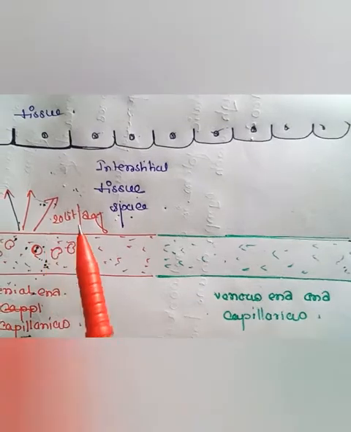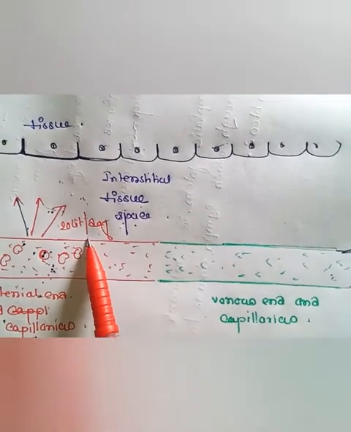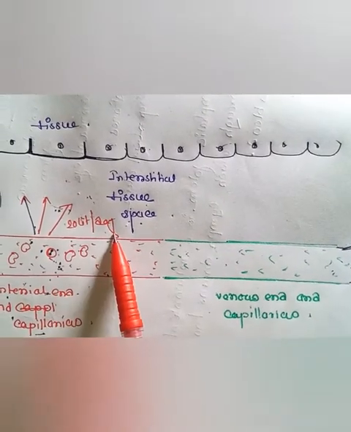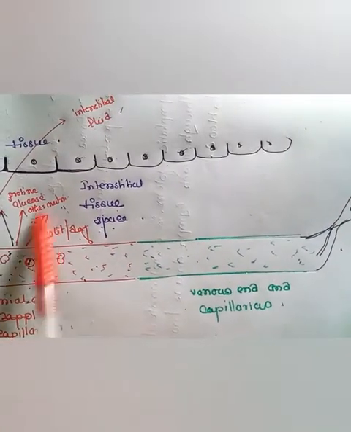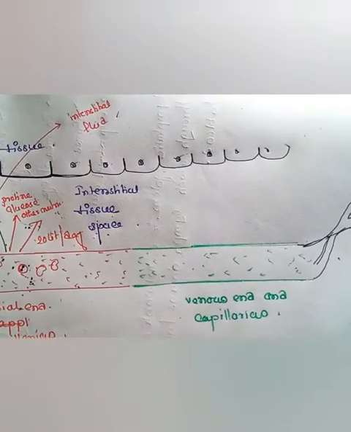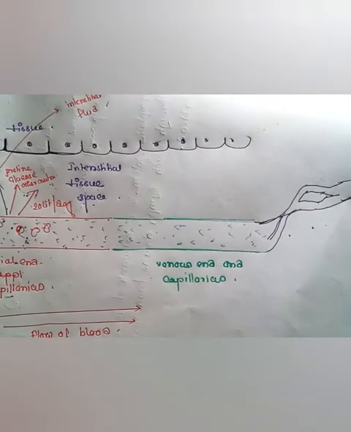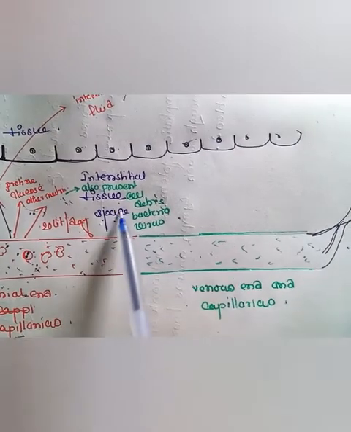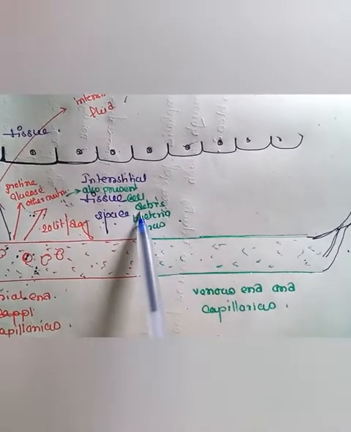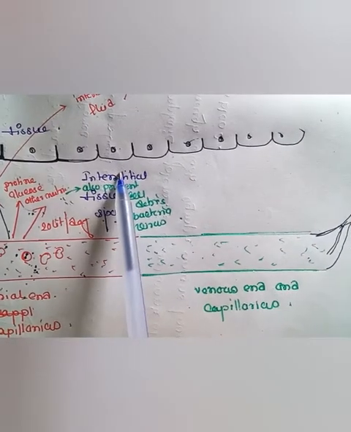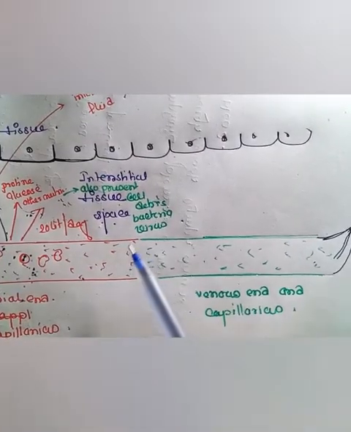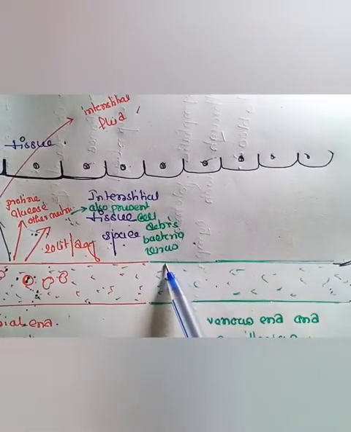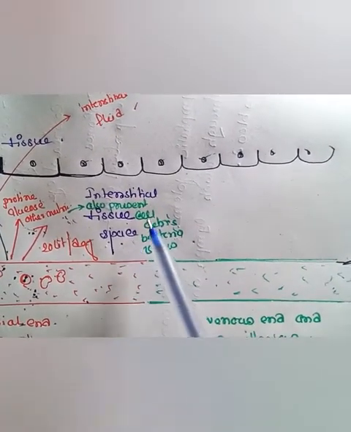In this 20 liters of fluid, there are protein, glucose and nutrients. This fluid is called the interstitial fluid or tissue fluid. In this fluid there are also cell substances like cell debris, which are dead cells, and also bacteria and viruses due to any infection in the tissues or cells.